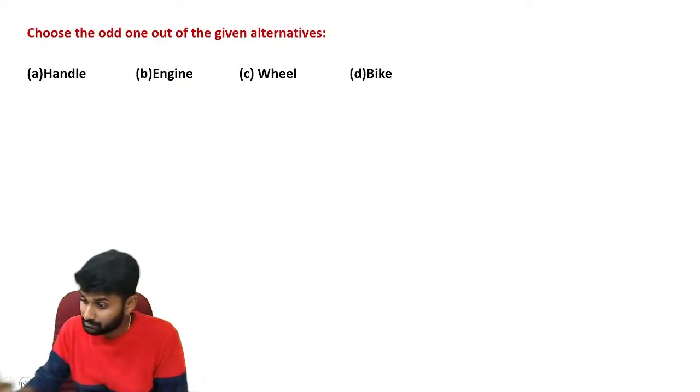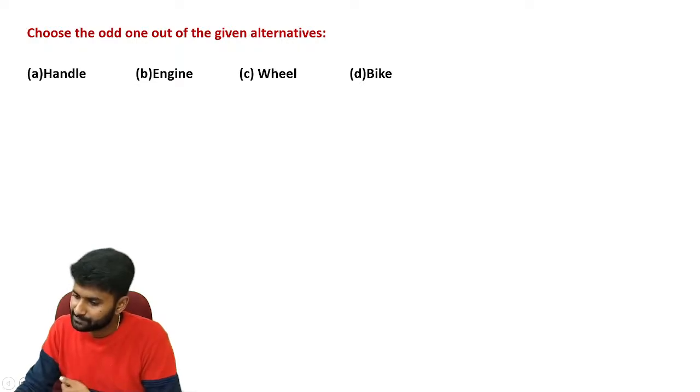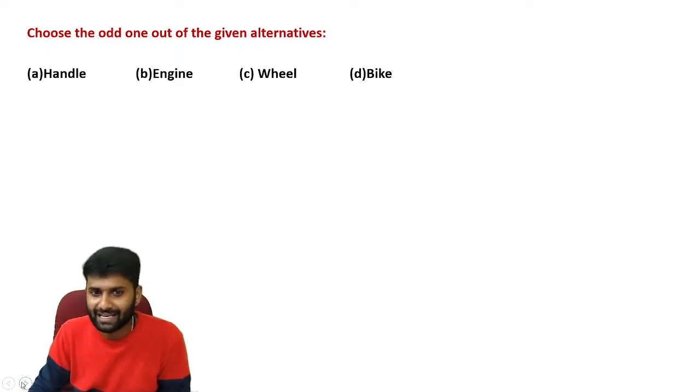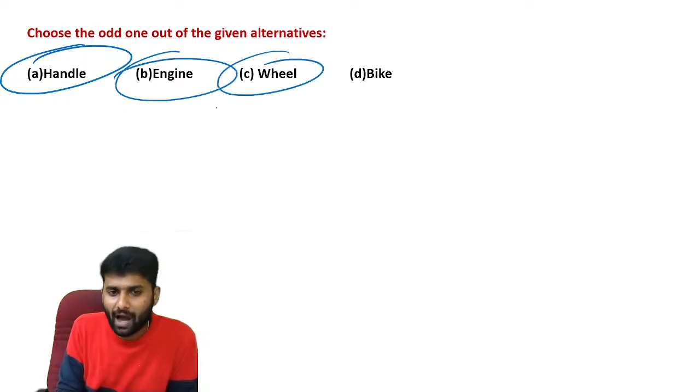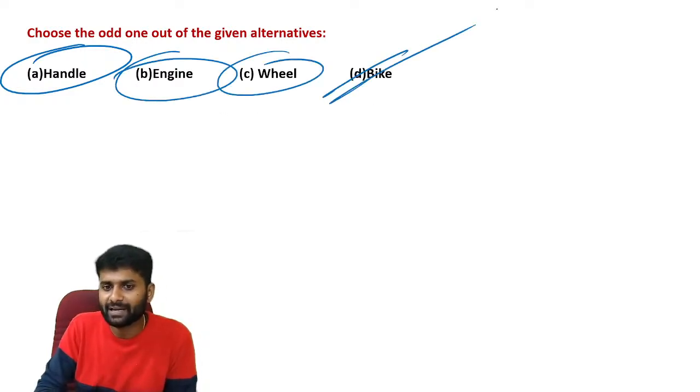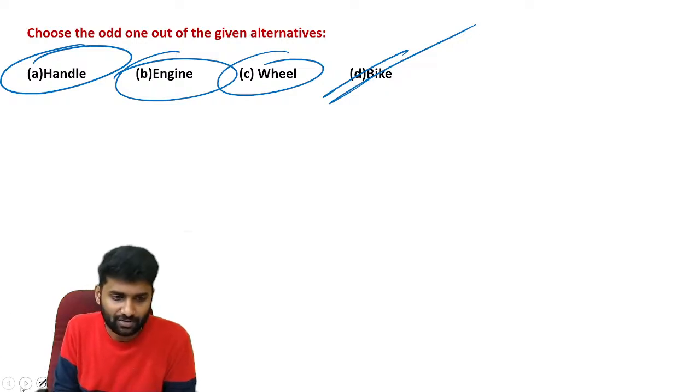Find the odd one out here. Choose the odd one out. Handle, engine, wheel, bike. See, handle, engine, wheel are parts of the bike, right? That's why bike is different. That's the odd one.